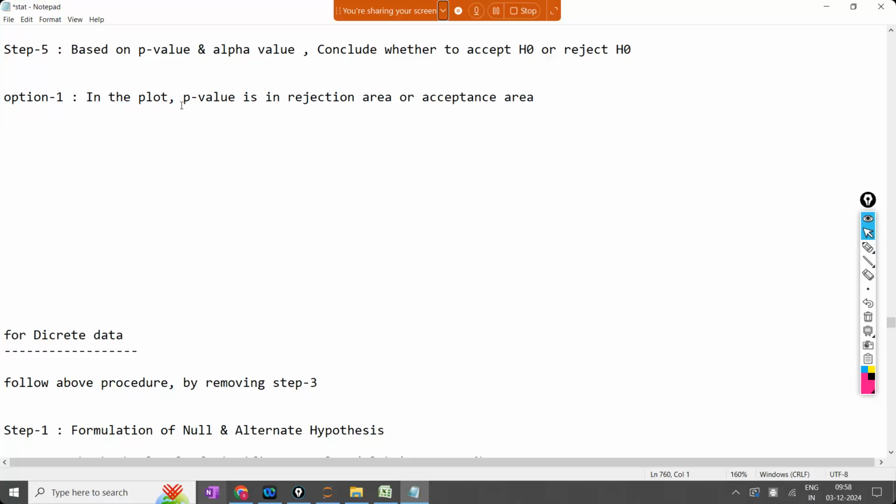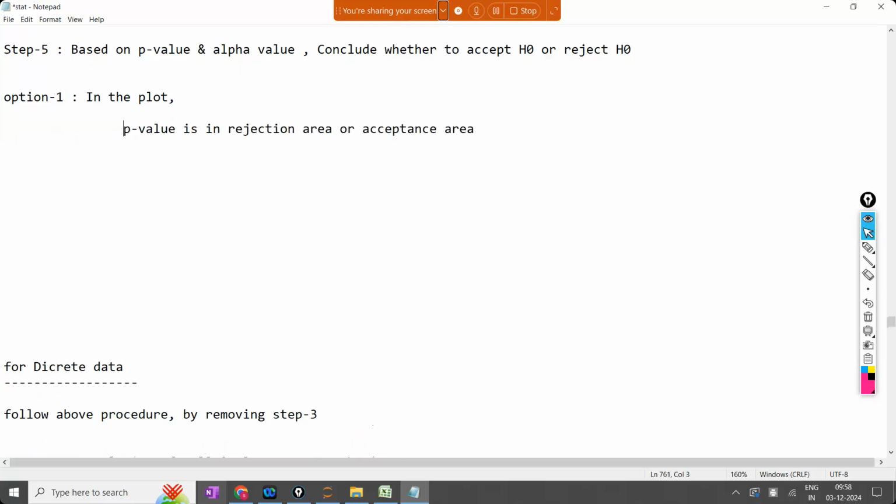If the p-value in the plot is in the rejection area, reject the null hypothesis. If the p-value is in the acceptance area, accept the null hypothesis. This is one way, which we have done in the previous class.